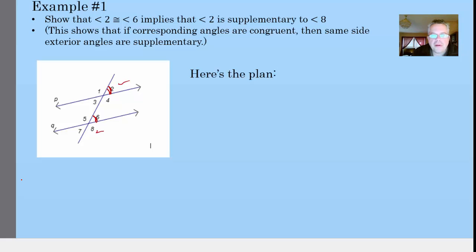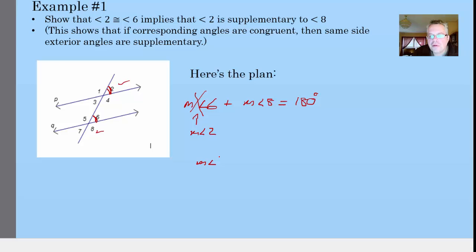So here's the plan for this. We're going to start with two angles we know add up to 180. The measure of angle 6 plus the measure of angle 8 has to equal 180 because they form a linear pair right here. We want the measure of angle 2 plus the measure of angle 8 to be 180. That's what we're trying to show. But since 2 and 6 are congruent, we can cross this out, and in its place, we can put the measure of angle 2, since we know 2 and 6 are congruent.